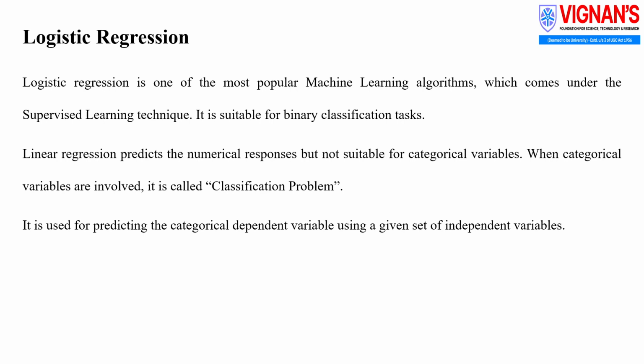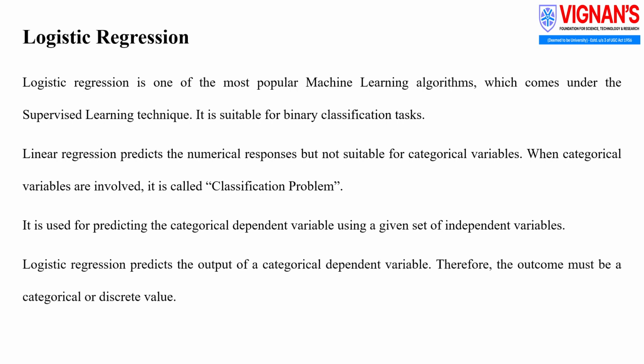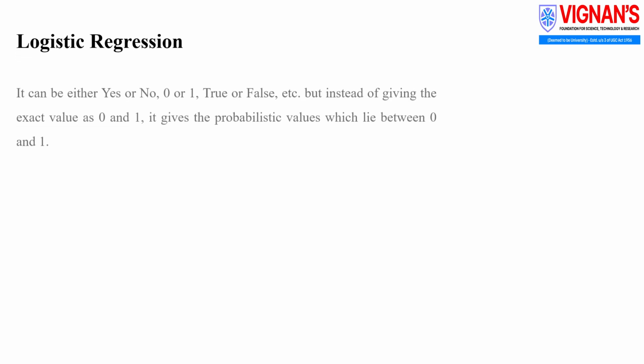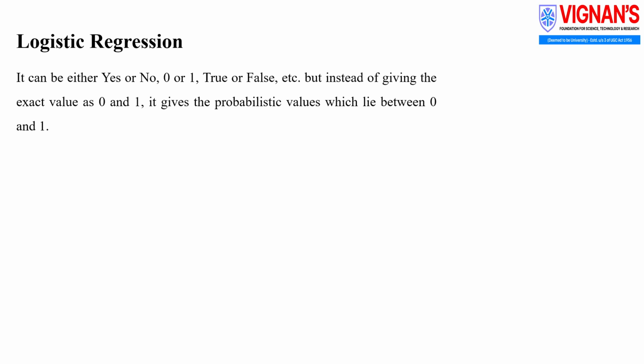The model analyzes the relationship between the input variables and a categorical output variable. Using this probability, the model decides the final class label. Hence, logistic regression always produces a discrete or categorical output, such as 0 or 1 or yes or no. Logistic regression predicts the output as either yes or no, 0 or 1, true or false, but instead of giving the exact value as 0 and 1, it gives probabilistic values which lie between 0 and 1.